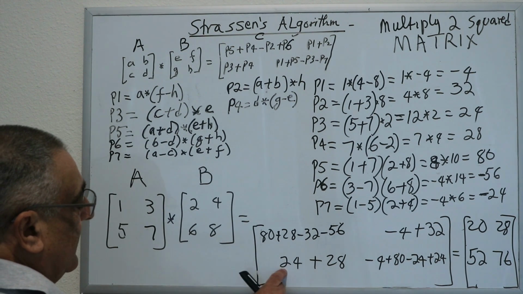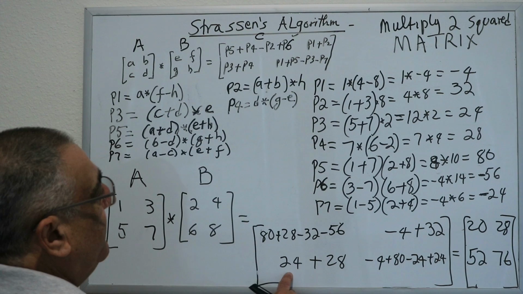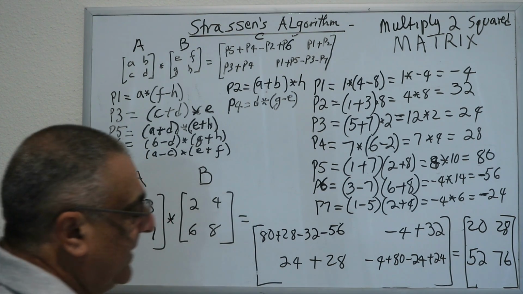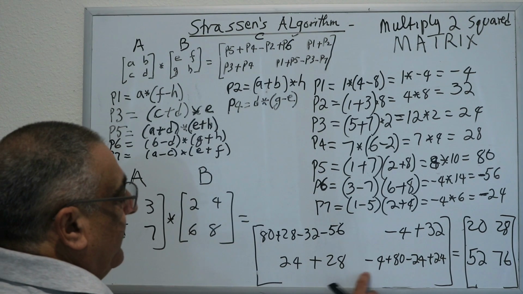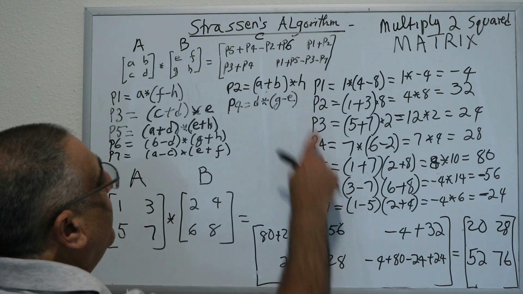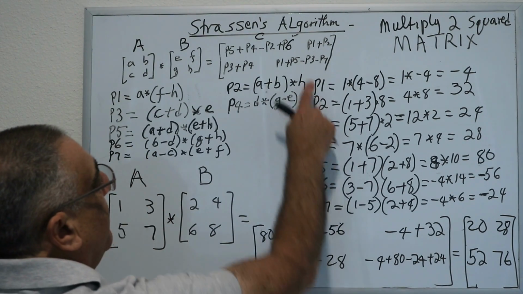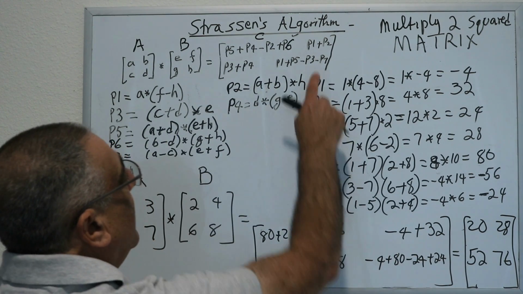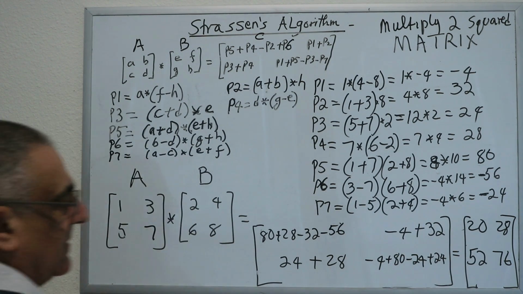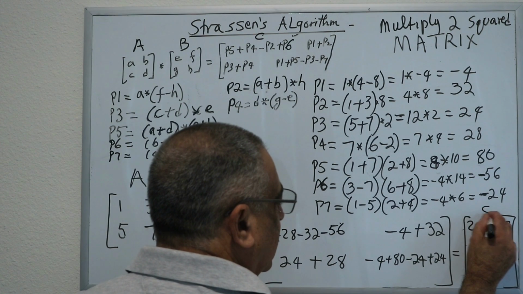For the 2-1, this is the index here, so it's P3 plus P4. Well, P3 is 24 and P4 is 28, so that gives me 52. Then finally, this value here would be P1, which is negative 4, plus P5, which is 80, minus P3, and that's 24, minus P7, which is negative 24, that makes it plus, so that gives me 76. So basically, this is my answer, and this is what C is.